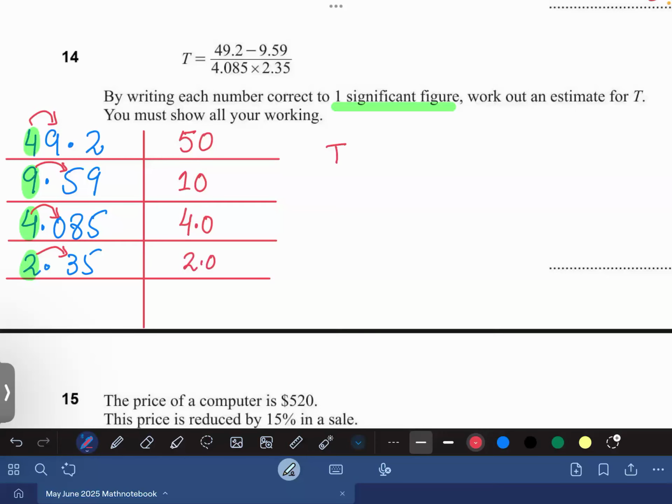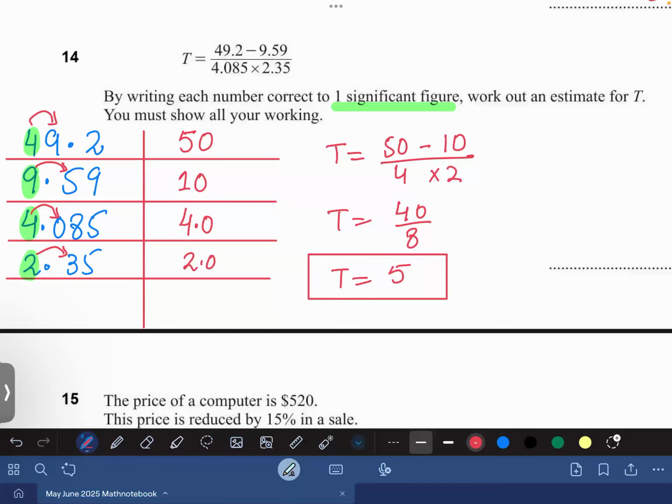So t is equal to 49.2 minus 9.59 divided by 4.085 times 2.35, which becomes 50 minus 10 divided by 4 times 2. This is the estimated value. 50 minus 10 is 40 and 4 twos are 8. So t is equal to 40 divided by 8, which is 5. So this is the estimated value of the question.